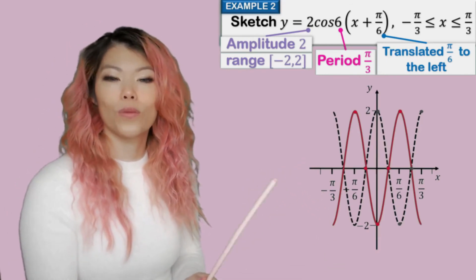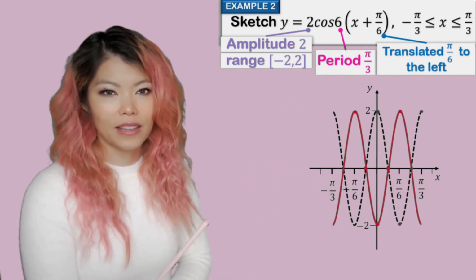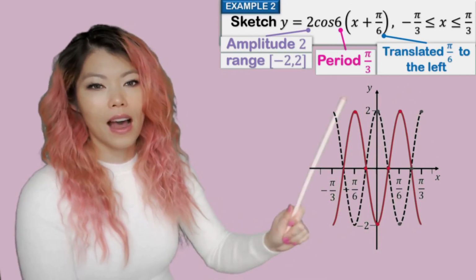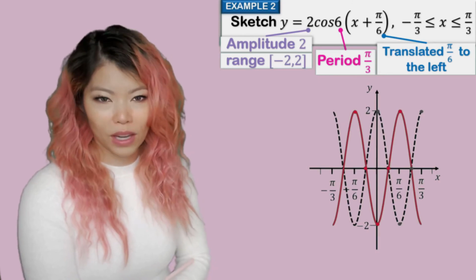You can see that it's almost like, how else could you describe this? A reflection on the x-axis, but it's translated half a period, and that's what happens when you translate half a period. It looks like a reflection.